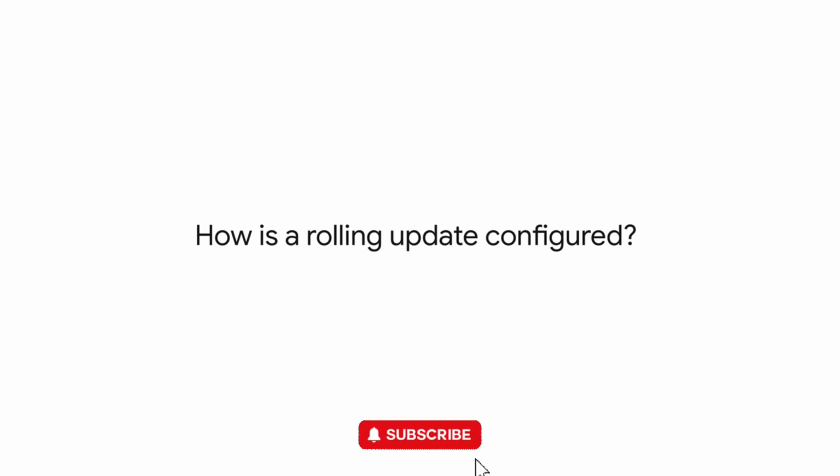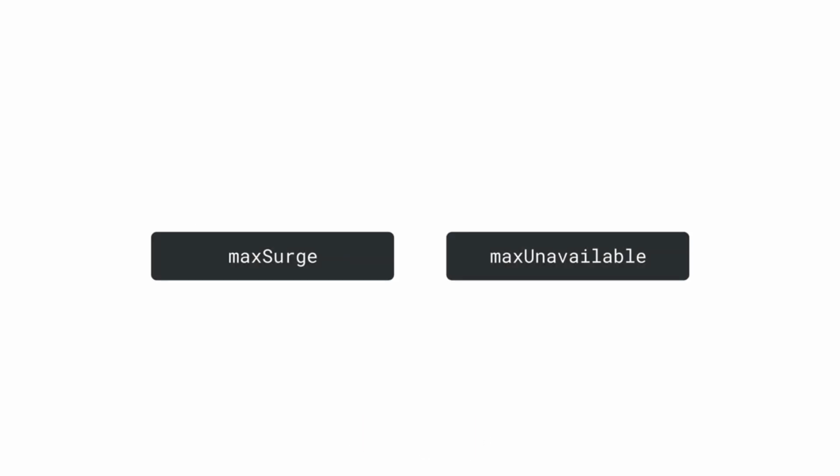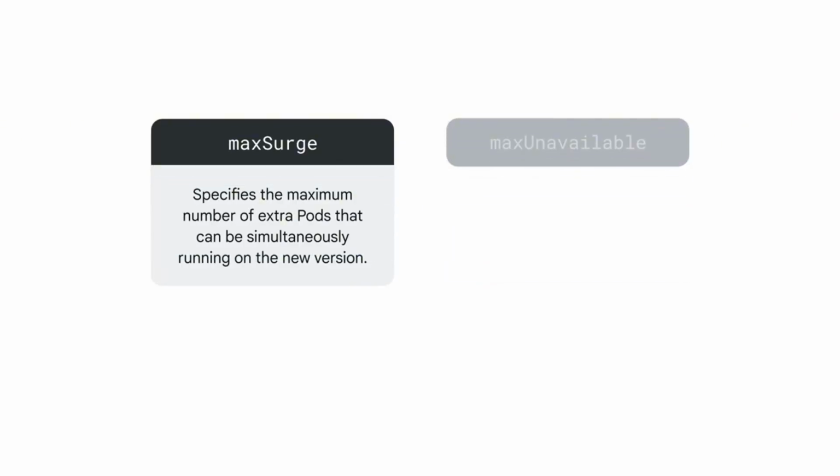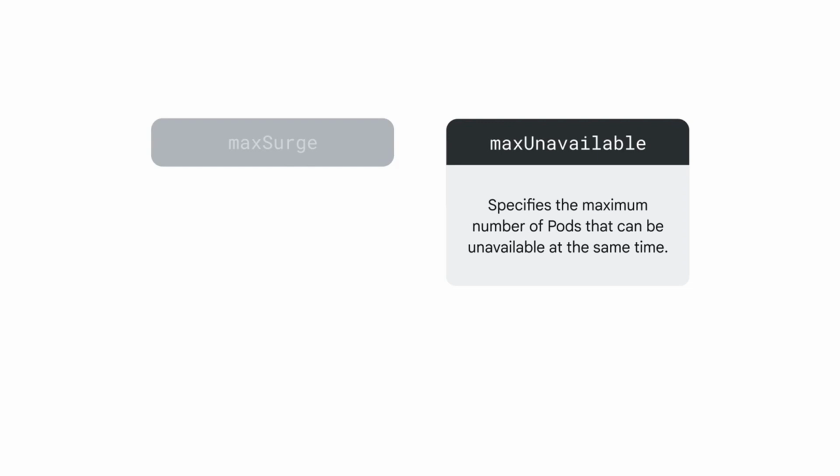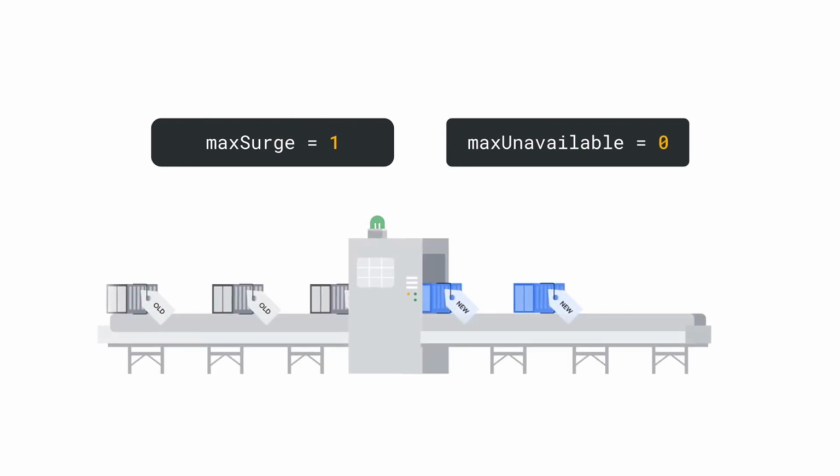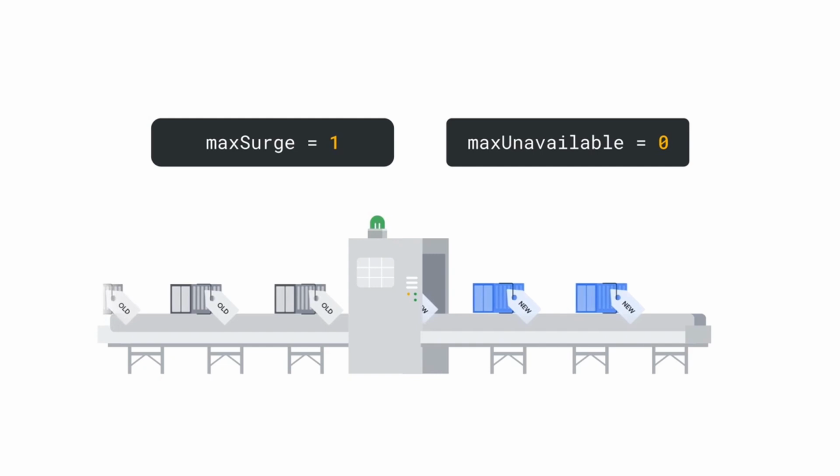So, how is a rolling update configured? There are two primary parameters used to control the speed of rolling updates: max surge and max unavailable. Max surge specifies the maximum number of extra pods that can be simultaneously running on the new version. Max unavailable, in contrast, specifies the maximum number of pods that can be unavailable at the same time. The maximum values can either be absolutes or percentages. For example, if you set max surge to 1 and max unavailable to 0, Kubernetes will update one pod at a time without any downtime.